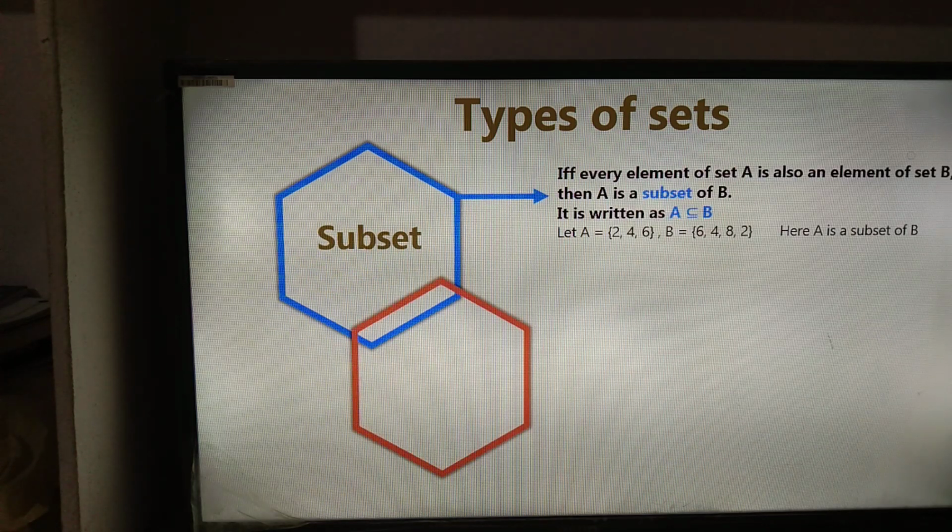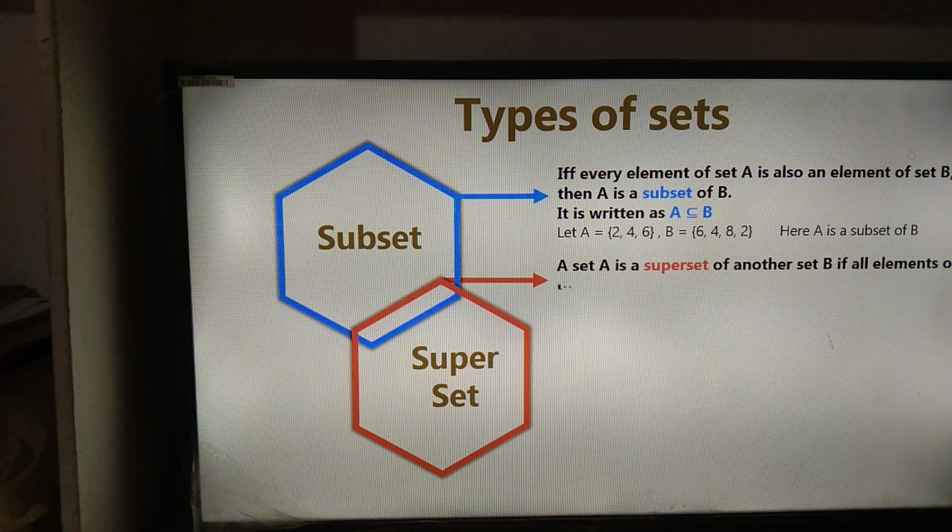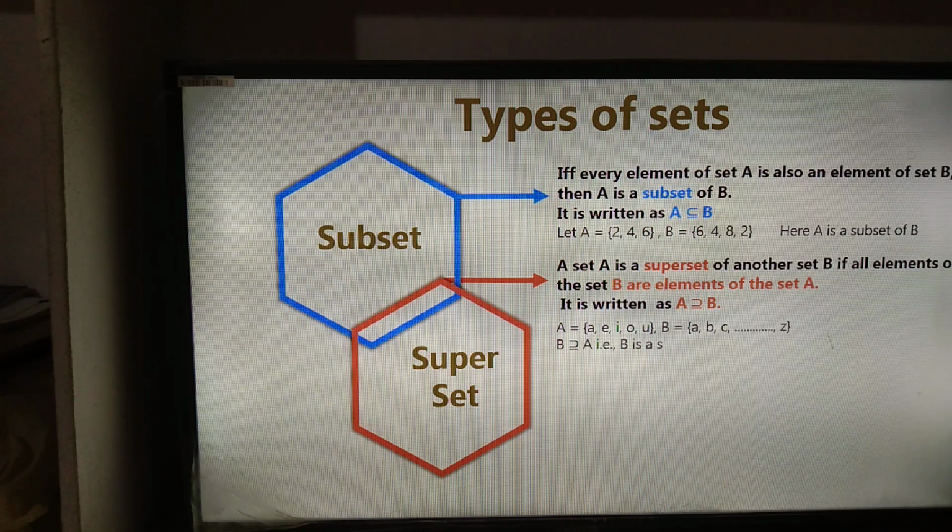If every element of set A is also an element of set B, then A is a subset of B. It is written as A ⊆ B. Students, if you observe here, in set A we have elements 2, 4, 6, whereas in set B we have 6, 4, 8, 2. As the elements 2, 4, 6 are also in set B, we say that A is a subset of or equal to B.